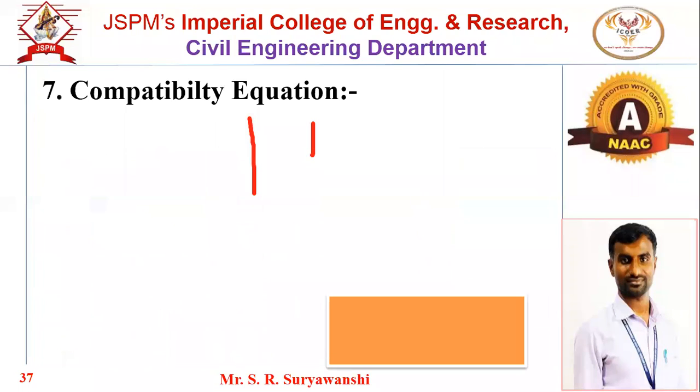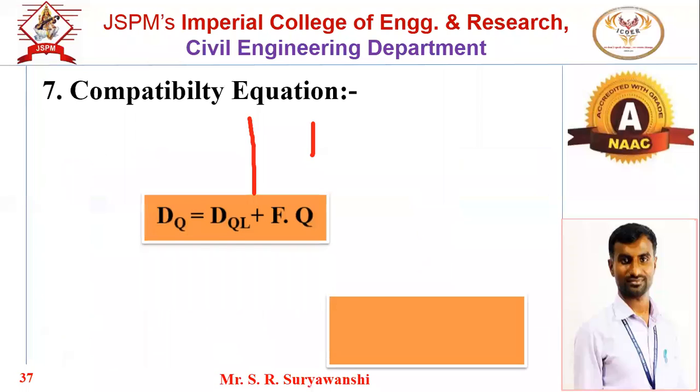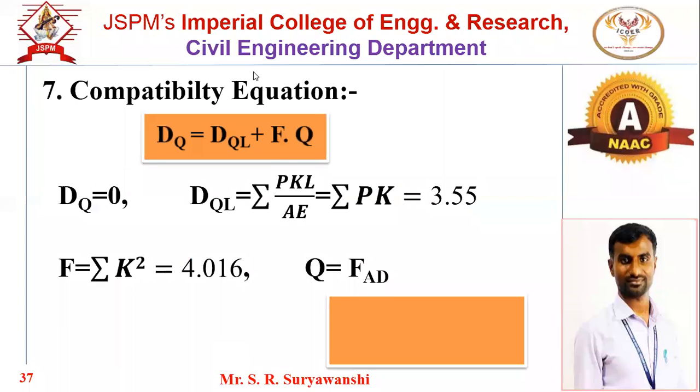So once you make the summation for PK, basically this is summation PKL by AE. As L by E is constant for all the members, we have neglected it, so that's why summation PK. Then this will be summation K square L by AE. L by AE is constant for all the members, so that's why only summation K square. So these are the values you have got.